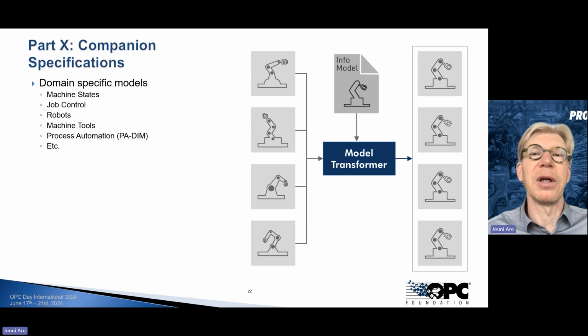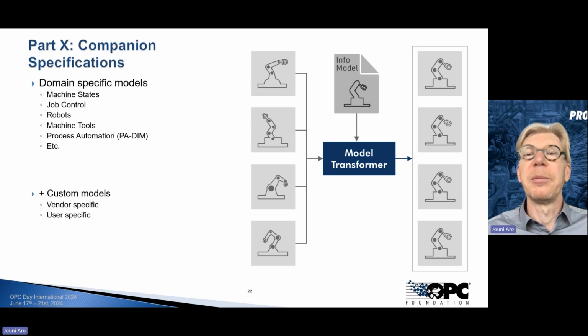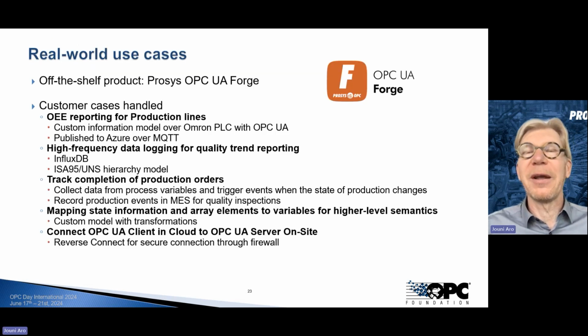And we have already over 100 different company specifications for different domains, and the number of them is growing all the time. So we really need better tools to take advantage of those. And everybody can create their custom models. Vendors can have their custom models as necessary, and users can use their custom models. But if you have legacy systems, you need to have tools to also take those in use in practice. So that was the theory behind it.